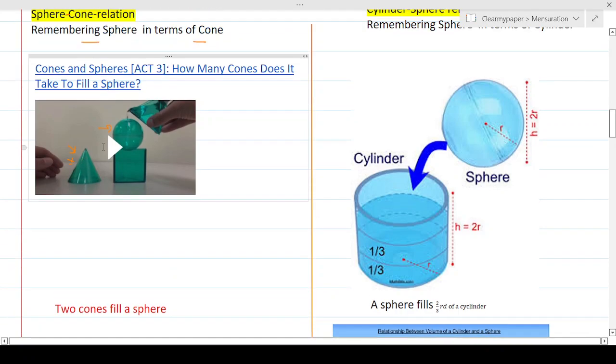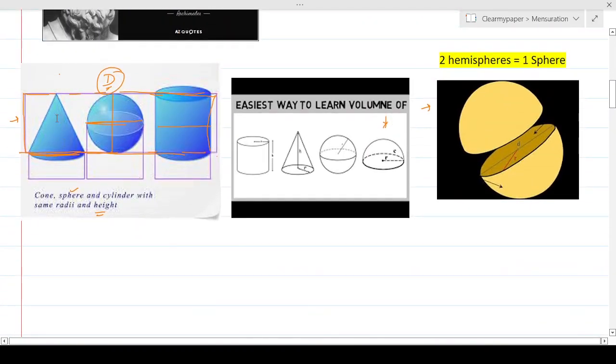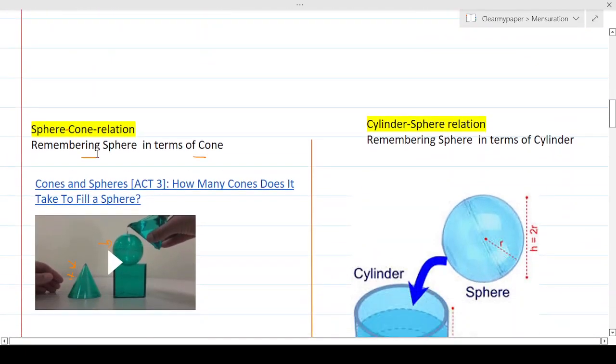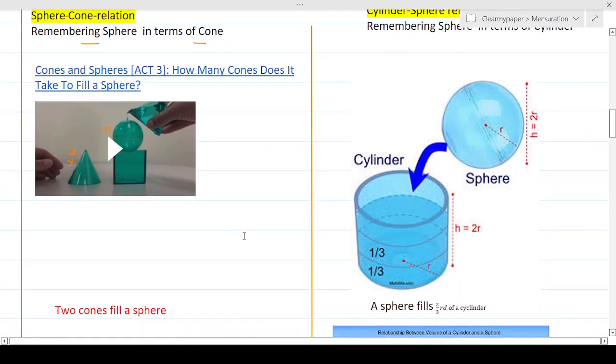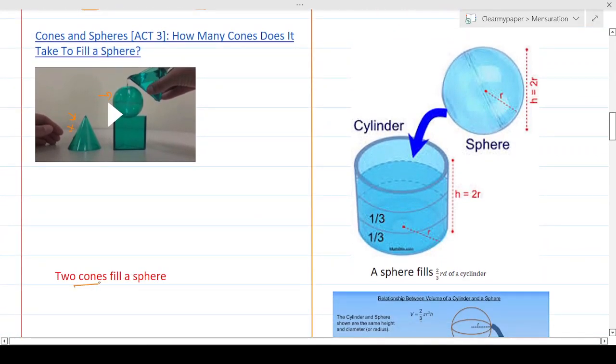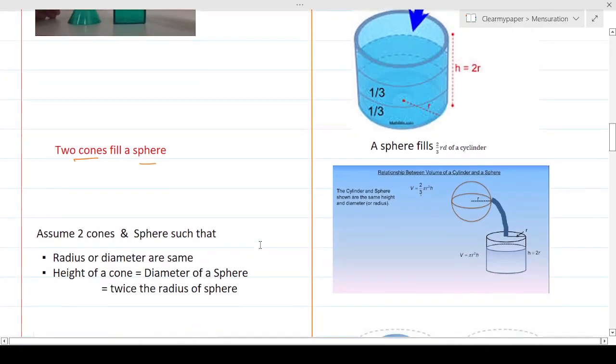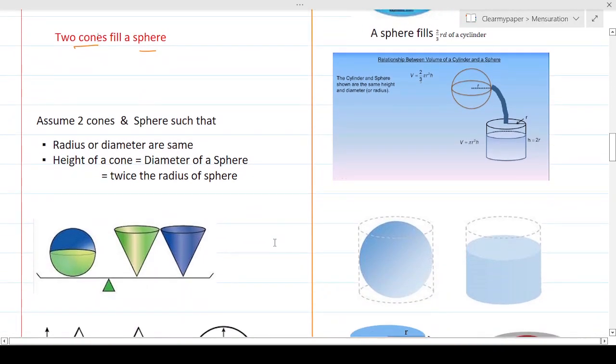The assumption is that, as we said here, the height, the radius and the diameter are going to be the same. So if you take that dimension, it will take 2 whole cones to fill the sphere completely with water. What does it mean? If you take this cone here, green and blue, fill up the green one with water and pour it into the sphere, it will fill half of it. Then you take the blue one and pour it in again. So it takes 2 cones to fill up the complete volume of water.